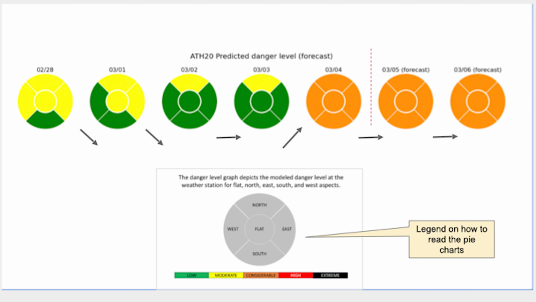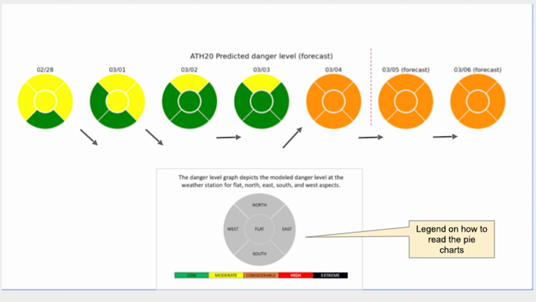In the center, or on the bottom here, we have a legend helping depict that. So in the center field is the flat field simulation, which is representative of the weather station. And that's where the simulation is run. In SNOWPACK, we can run what's called virtual slopes. So we're adjusting the precipitation, the wind speeds, and the radiation energy balance into the snowpack to get north, south, east, and west, those cardinal aspects. And these pie charts above represent that modeled danger level, with yellow being moderate and orange considerable.